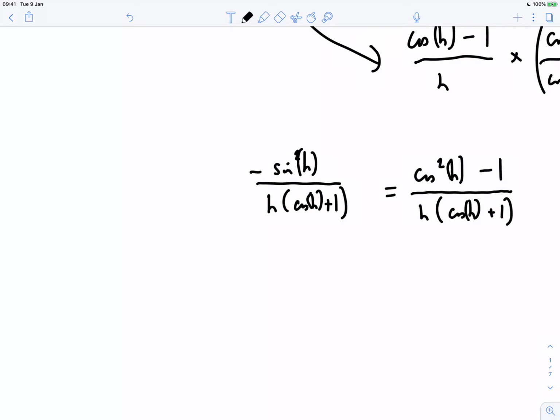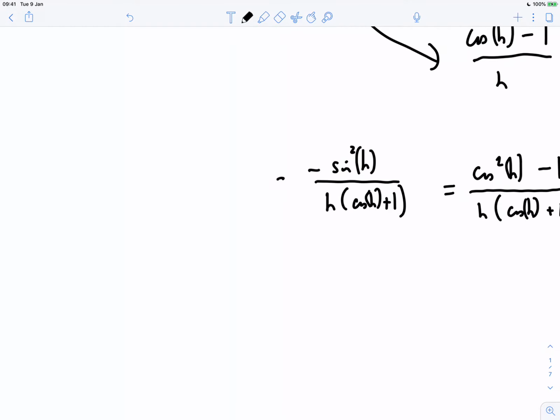Now I can't go substituting h equals 0 in just yet, because I've got an h on the bottom, so that would be a 0, and I've got sine squared of h on the top, that's going to be a 0 as well. But the trick to this is we're going to take a factor of minus sine out of the top.